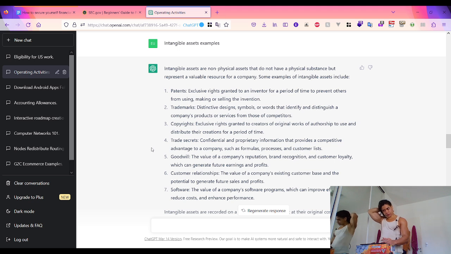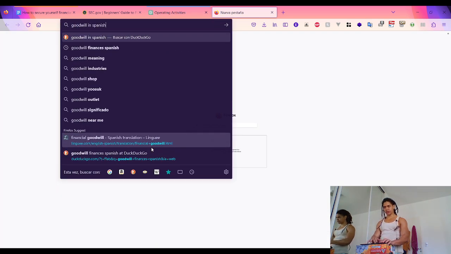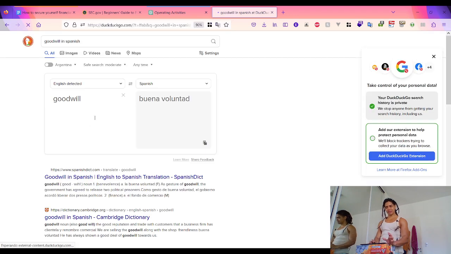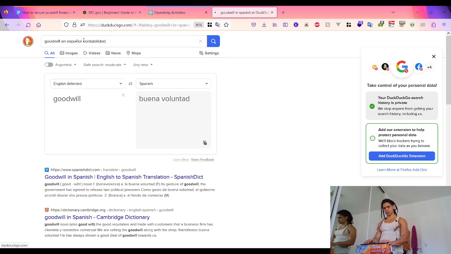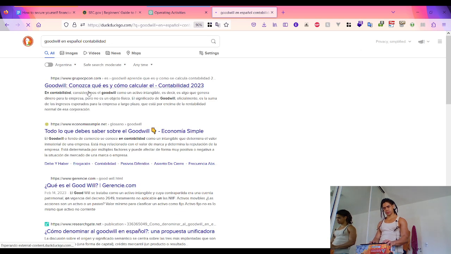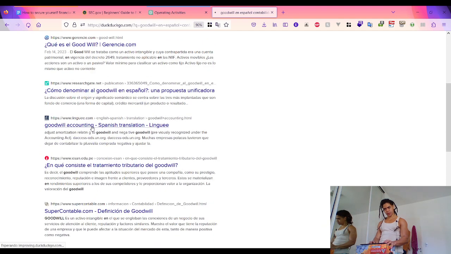Goodwill, the value of a company's reputation, brand recognition, and customer loyalty. Something that I barely know about the name, right? How do you say that? Goodwill in Spanish? Goodwill accounting.